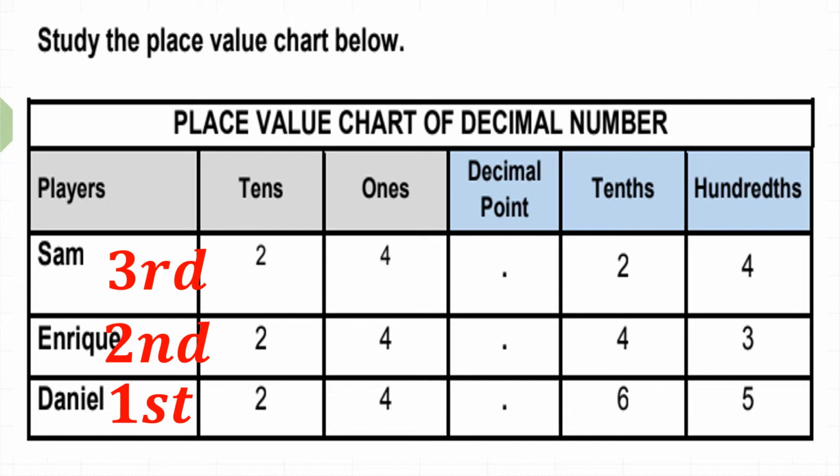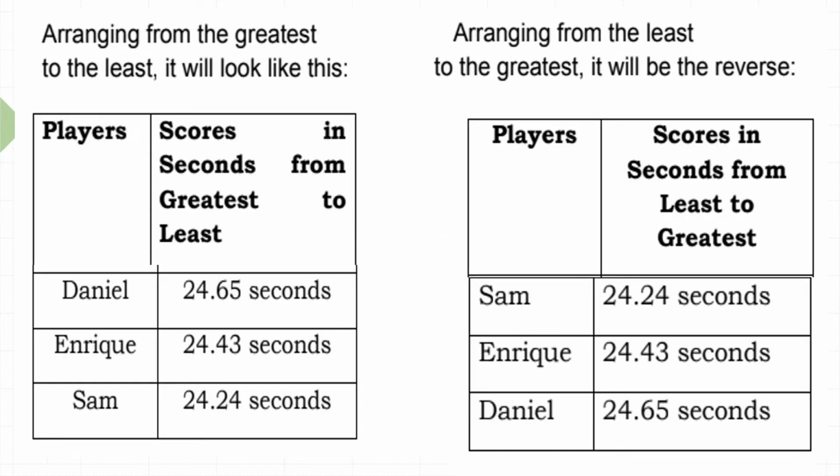So just remember which one is biggest and which one is smallest to arrange this decimal number. So now, class, in arranging from greatest to least, it looks like this. The player with the greatest number is 24.65 seconds. That is Daniel, followed by Enrique, which is 24.43 seconds. And the least is Sam, 24.43 seconds.